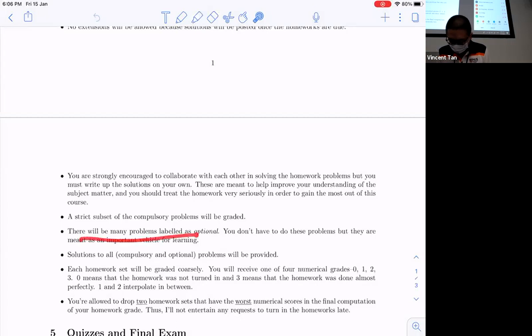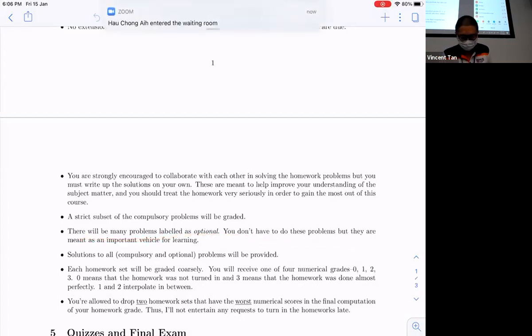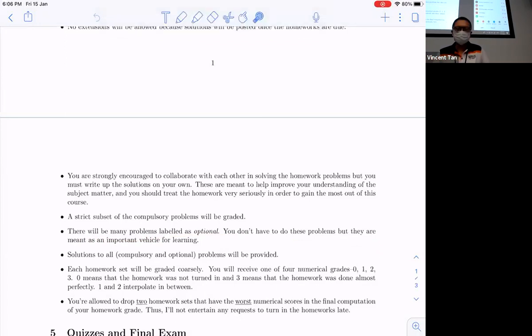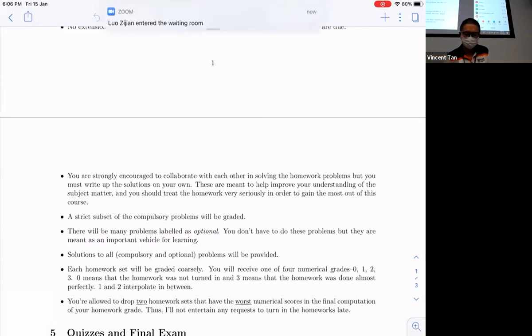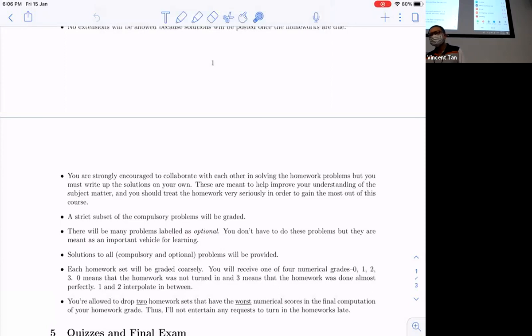As I say here, there are many problems that are optional. You don't have to do this, but they are a good vehicle for learning. Solutions will be provided. So again, to simplify my life and my grader's life, how do we grade? We don't grade very finely. We don't give you 98.2 marks. Why? Because people will be asking me, why don't you give me 1.8 marks more to give me 100, right?